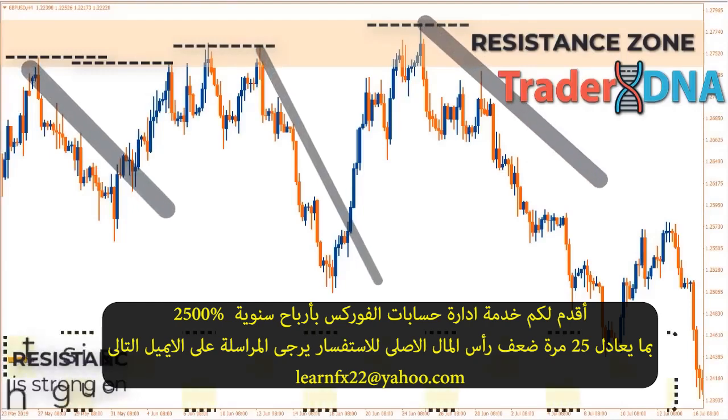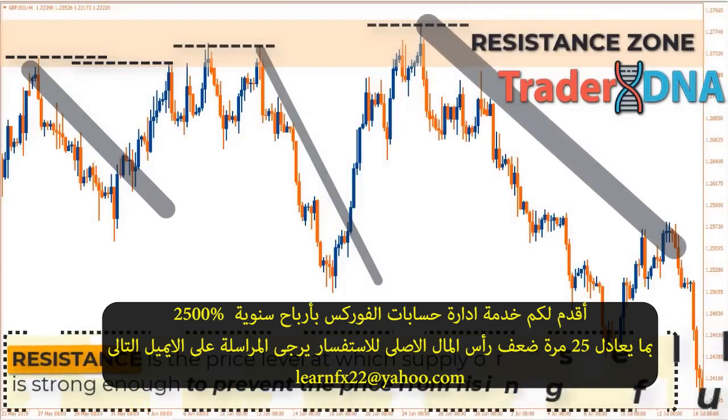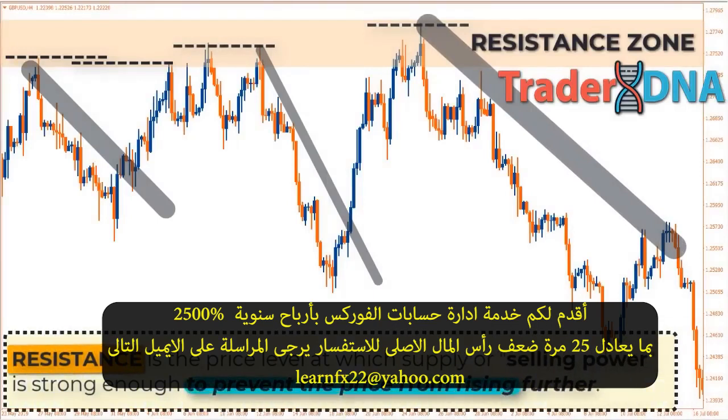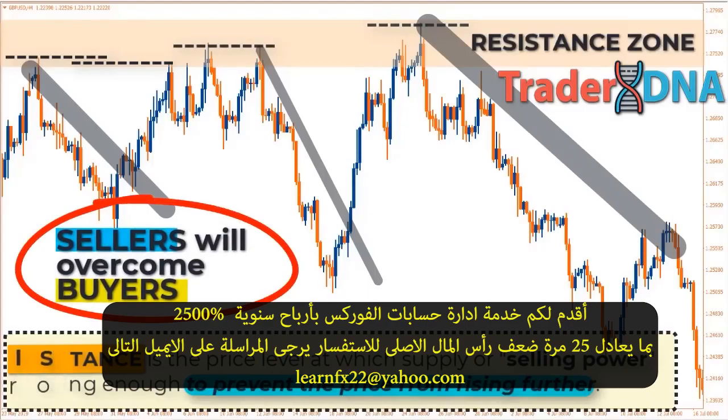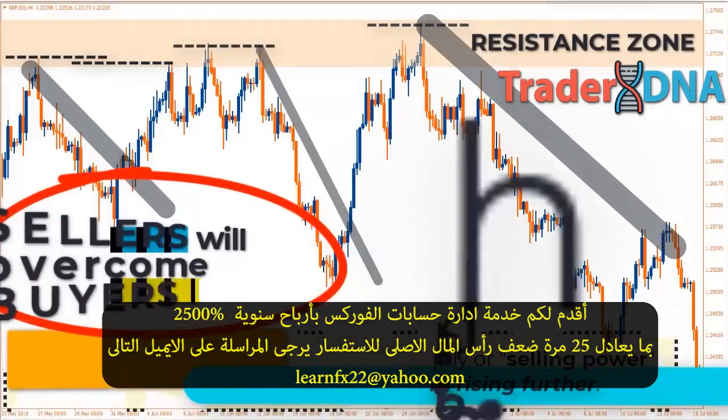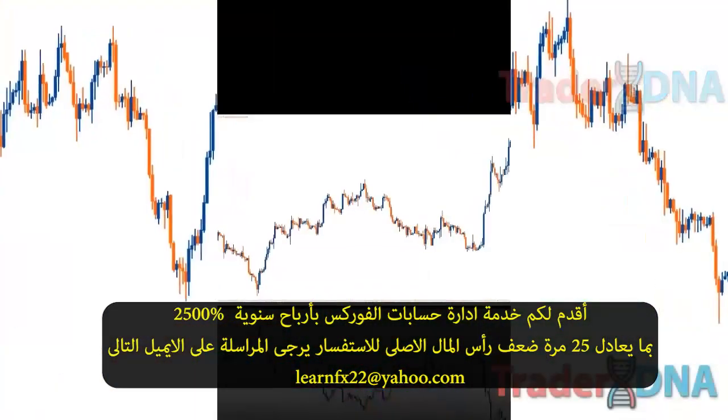In theory, resistance is the price level at which supply or selling power is strong enough to prevent the price from rising further. The rationale behind this is that as the price gets closer and closer to resistance and becomes more expensive in the process, sellers are more likely to sell and buyers become less likely to buy. In that scenario, supply or sellers will overcome demand or buyers, and that will prohibit price from going above resistance. Here are other examples of resistance level.